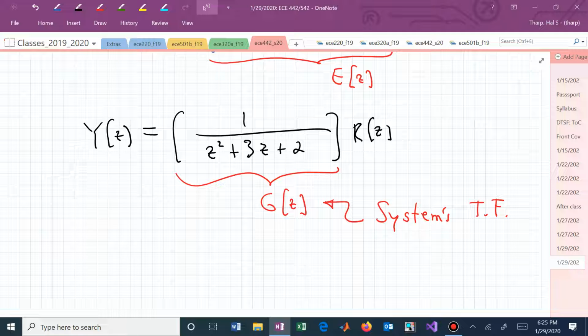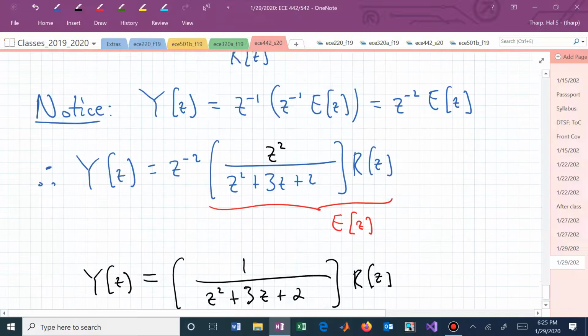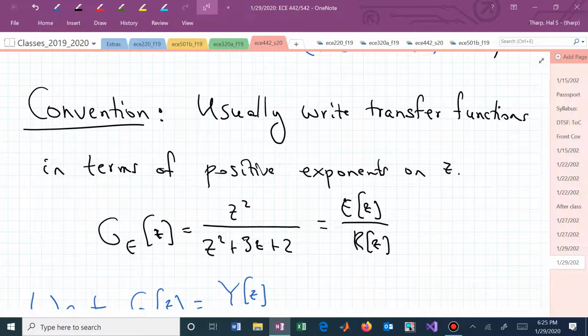Question? G sub E of Z would be the transfer function between the input and that signal at the output of the summing junction. It may not represent anything meaningful, but it is a transfer function. The question was, what is G sub E of Z? That's an intermediate transfer function. Maybe you didn't need that. You can just keep that on the side. You don't need to turn that in necessarily, but now you need G of Z, and you can create it cleanly from G sub E of Z.